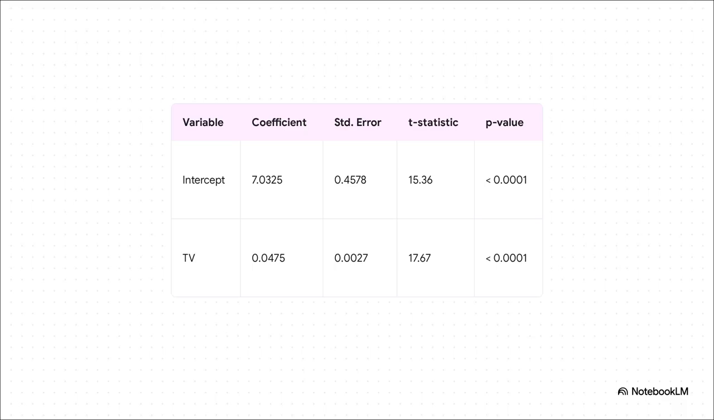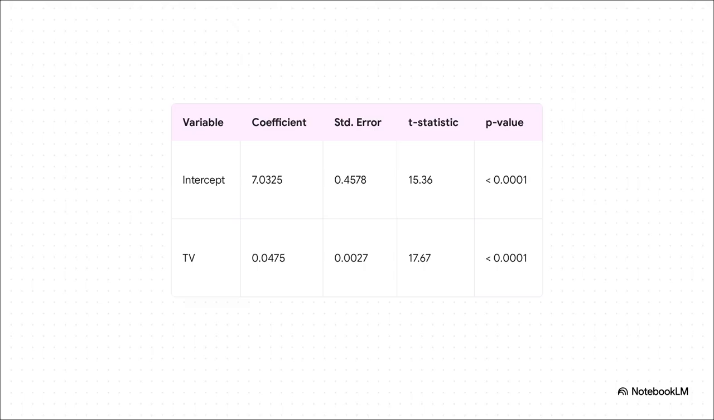And the software we use to run this gives us even more detail. Now, don't get too hung up on all these numbers, but look at the p-value for TV. It's crazy small, right? That just confirms that this relationship is real, it's not some random fluke. But the really juicy part is the coefficient, 0.0475. That number is the slope of our line.